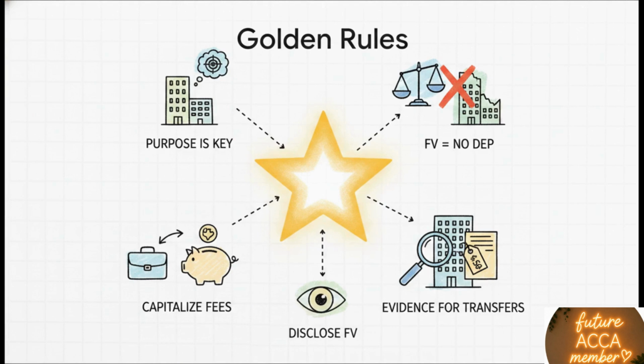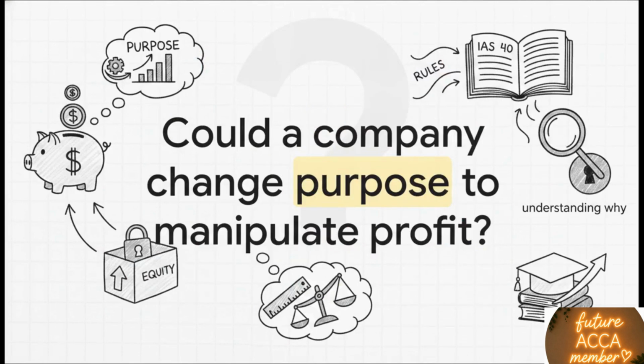And lastly, even if a company uses the cost model to measure its property, it still absolutely has to disclose the fair value in the notes so investors know what it's truly worth. So I'll leave you with a provocative thought to ponder as you go practice your financial reporting questions. If simply changing a property's purpose changes whether gains hit your main profit or just get quietly tucked away in equity, well, how might a company strategically change its purpose to manipulate its reported profit? Understanding why the rules exist is the absolute key to mastering how they might be bent.